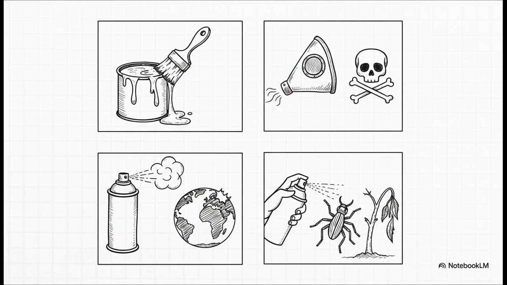Of course, there are the freons, or CFCs. They were wonder chemicals for refrigeration, until we figured out they were literally tearing a hole in our ozone layer. And finally, DDT, a revolutionary insecticide that saved millions from diseases like malaria. But it came with a staggering environmental cost.